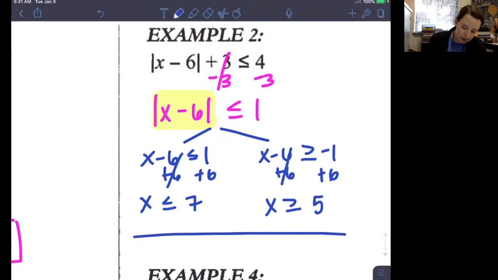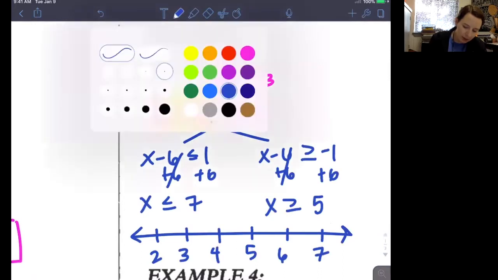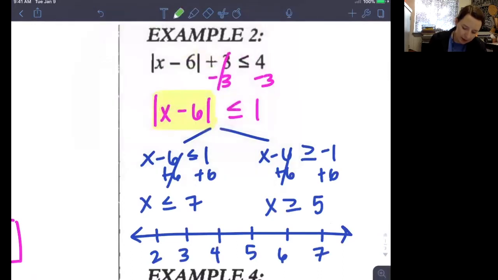So this one, when I graph it, let's just put some numbers on here. We have 2, 3, 4, 5, 6, 7. This one we're going to use solid points because I have underlines. We're going to put a point on 7, a point on 5. Okay, this one is also going to be in between because we want numbers that are less than 7, greater than 5. That falls in between.